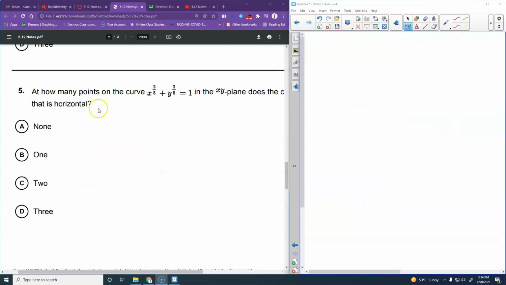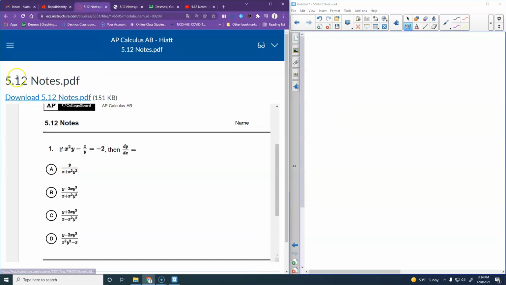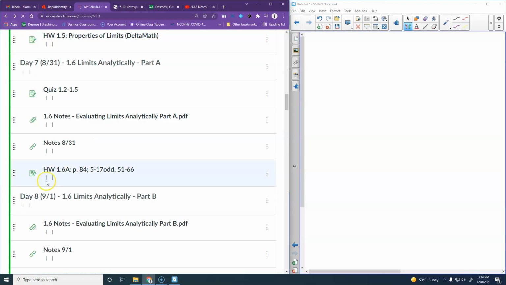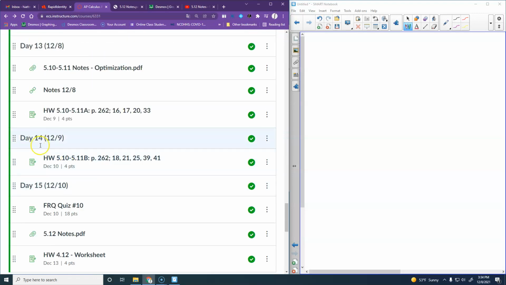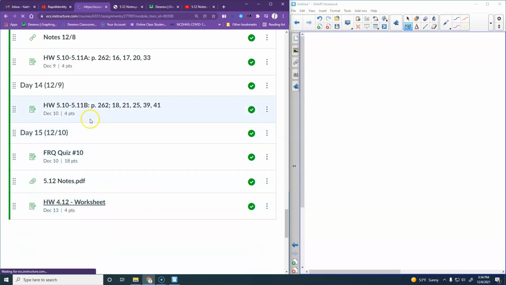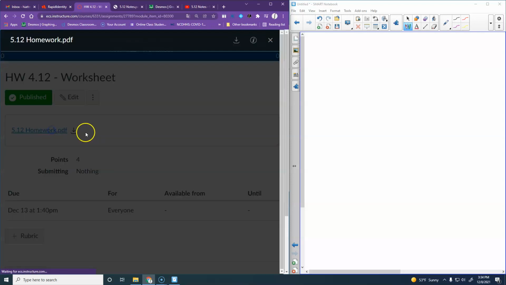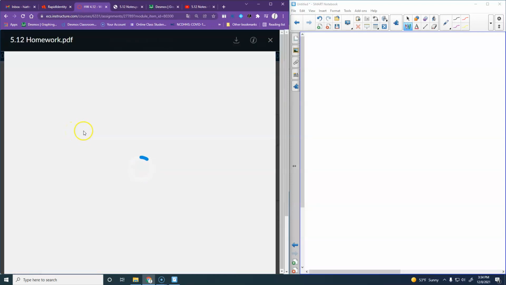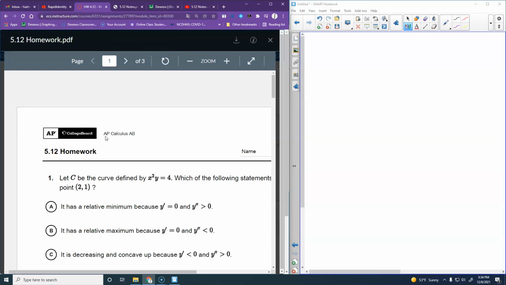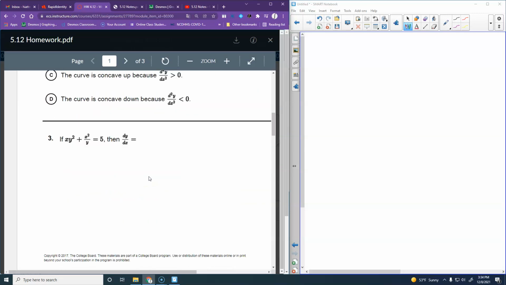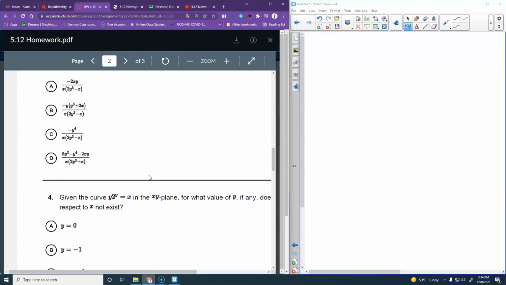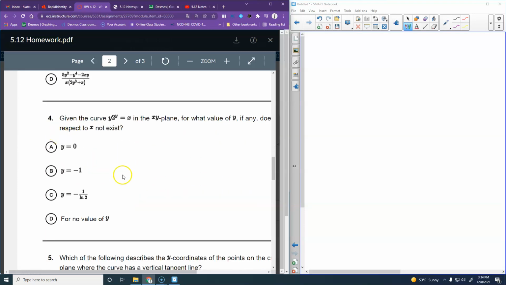And then here's our number 5. I actually meant to put that on the homework, so I'm not going to do number 5. I'm going to go over here to the homework. Let me see here. And we're going to look at this. Which one was it that I wanted to do? I want to look at number 4.